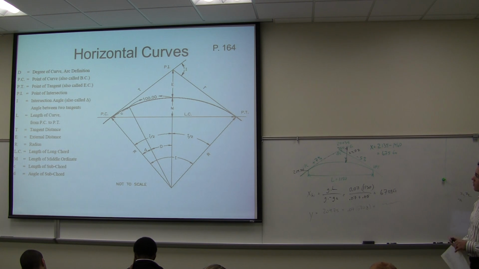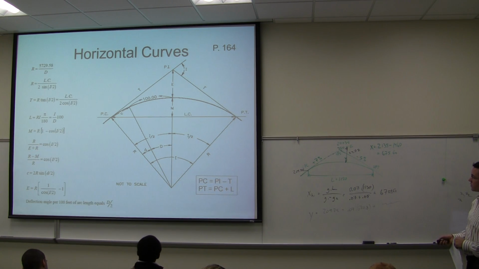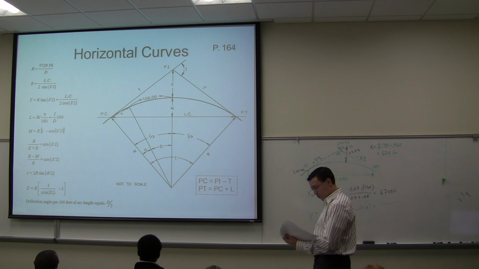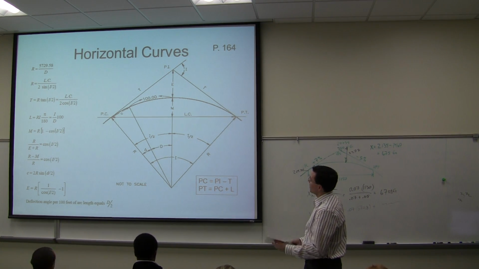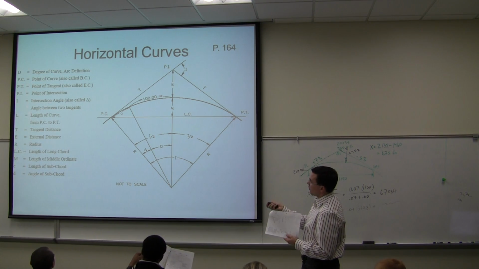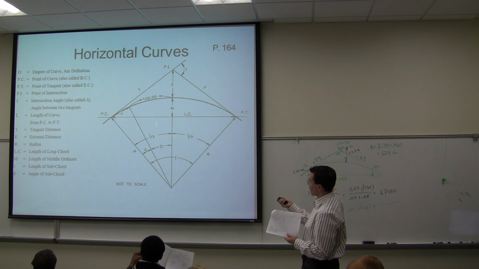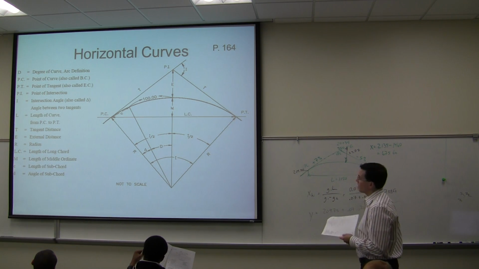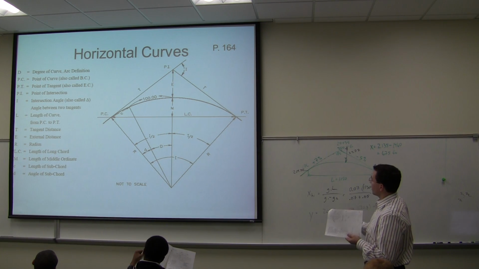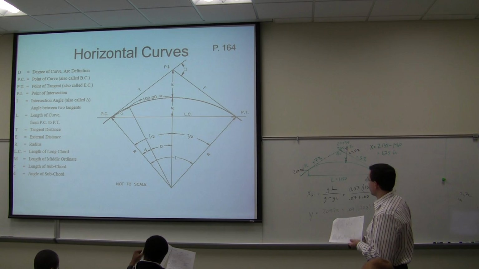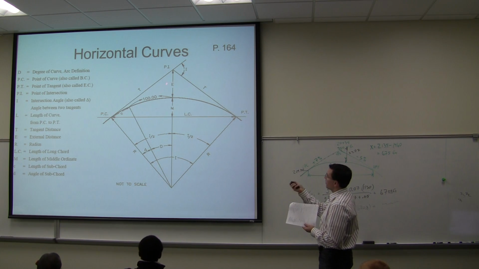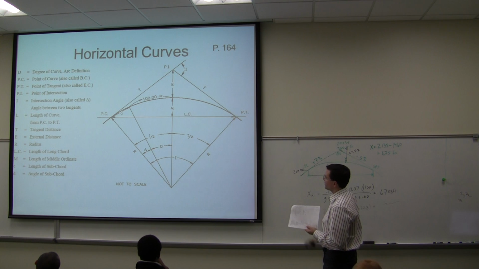All right, so horizontal curves. I think I've got 2 slides here. So horizontal curve information takes up page 164. This page has all of the definitions, so they correspond to the diagram. The only thing we're doing with horizontal curves is dropping the V. So same concept: we have a point of curvature, a point of intersection, and a point of tangency.